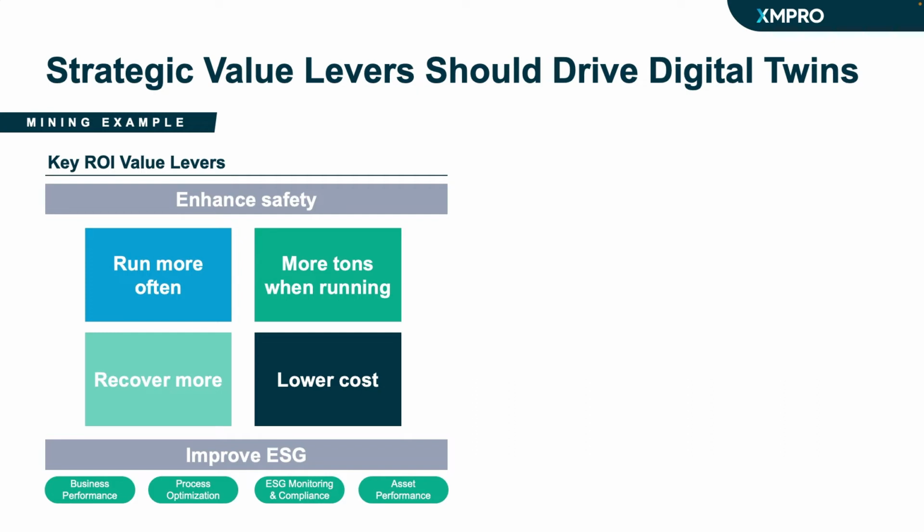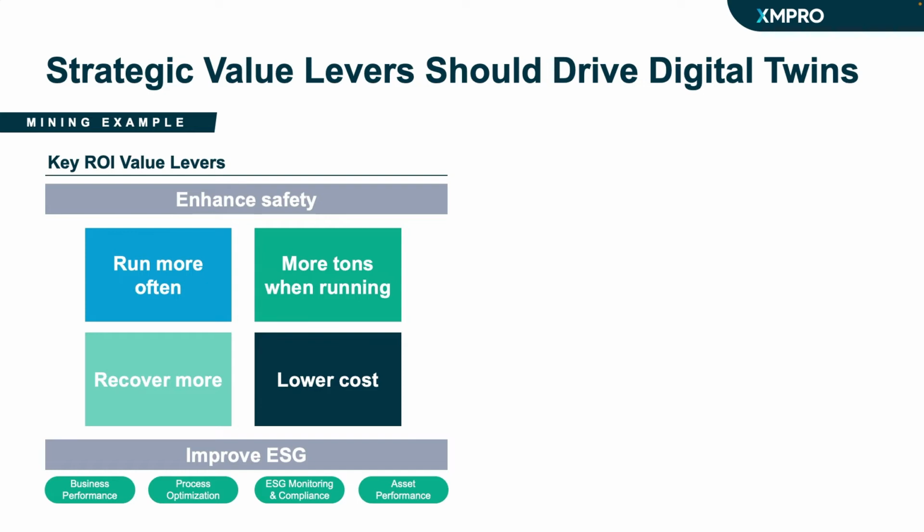A lot of mining organizations are now in a position, due to the global challenges and supply chain problems and things like that, where they can literally sell as much as they can dig out of the ground. So the value levers are that obviously safety and ESG are key focus areas for all of those industries. But inside that, right now, a lot of organizations can sell as much as they can dig out of the ground. So they need to run more often as a key value driver.